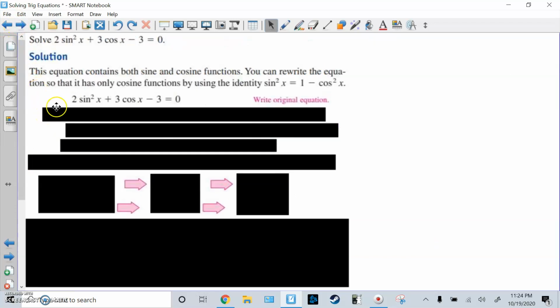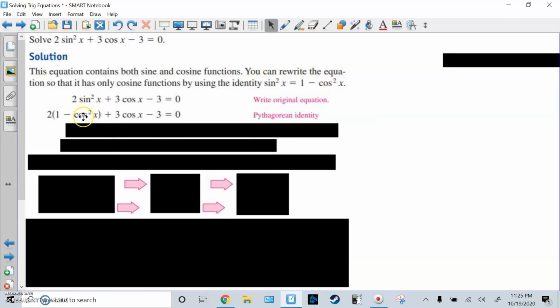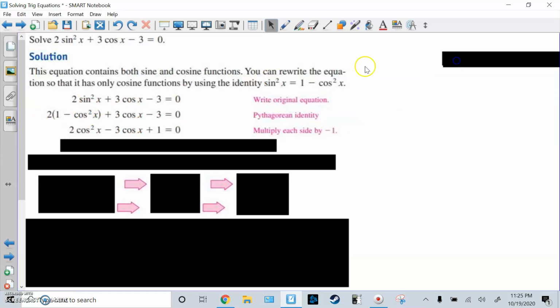Here's the next one. Here it has sine and cosine, so you want to try to make it have just one of them. So we're going to use the Pythagorean identity, sine squared x equals 1 minus cos squared x. So we replace sine squared x, you distribute, and then combine like terms, then you factor, guess and check.